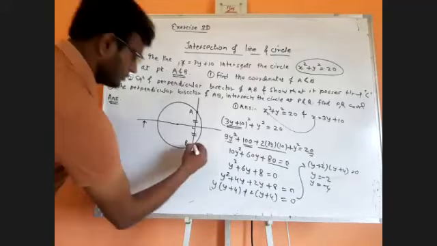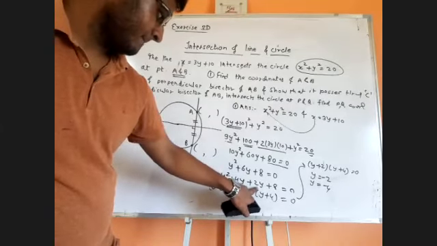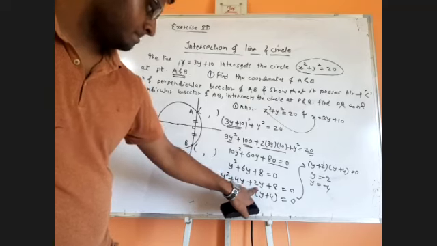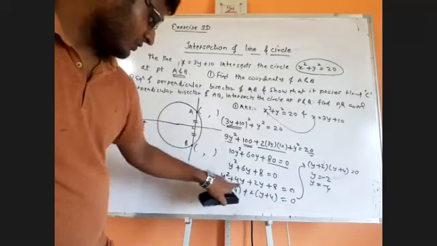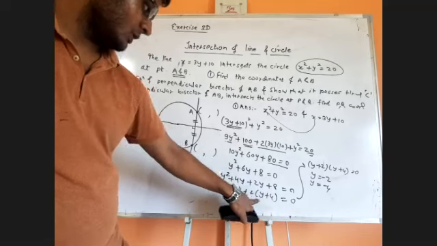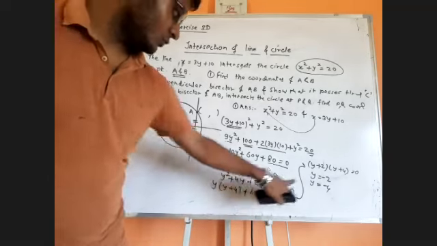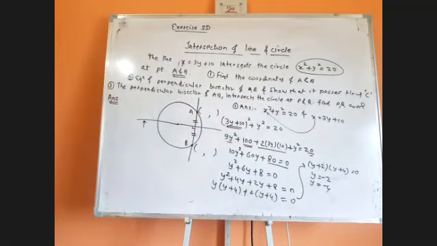Could you just explain the splitting of the middle term? I just factorized it. 6y can be written as 4y plus 2y, because 4 into 2 is 8. And I just took y common from here, 2 common from here. Then (y plus 2) into (y plus 4) equal to 0, y equal to minus 2 and y equal to minus 4.